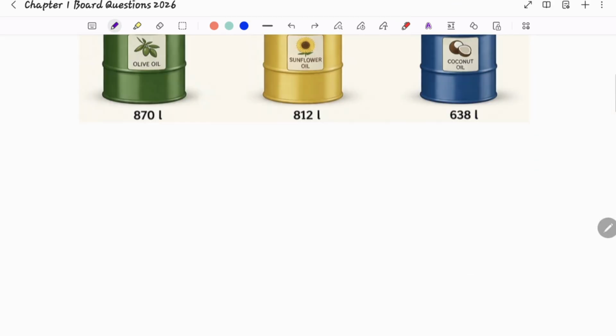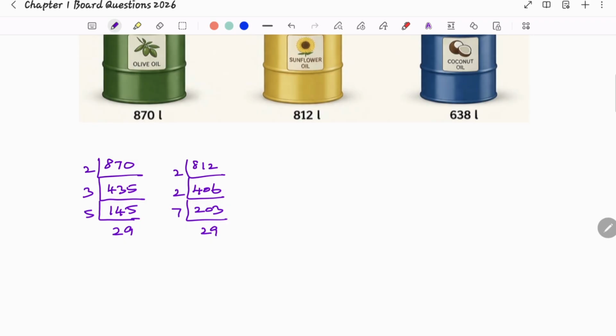So first number is 870. So find the prime factors of number 812. So again 29 is a prime number. Okay. Next, third number 638. So write the prime factors of all the numbers.